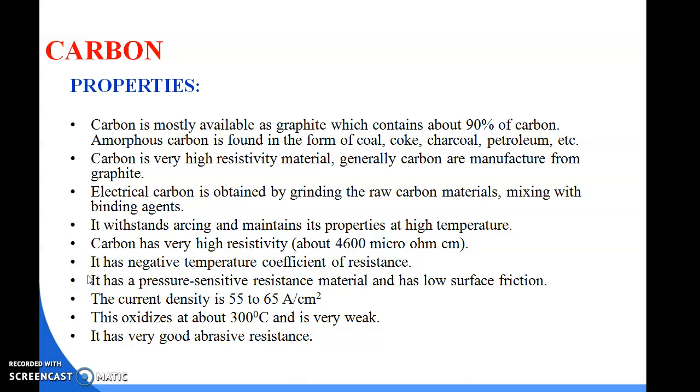Properties of the carbon. We discuss the properties of the carbon. It has high resistivity, about 4600 micro ohms. It has a negative temperature coefficient, that means T is inversely proportional to 1 by R. That means if resistance decreases, then your temperature increases.